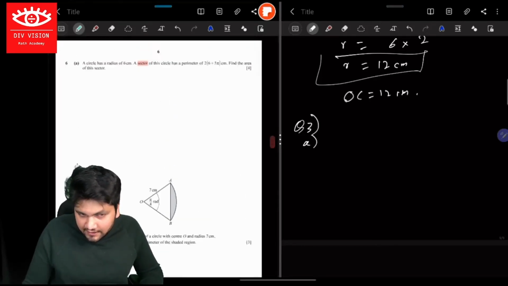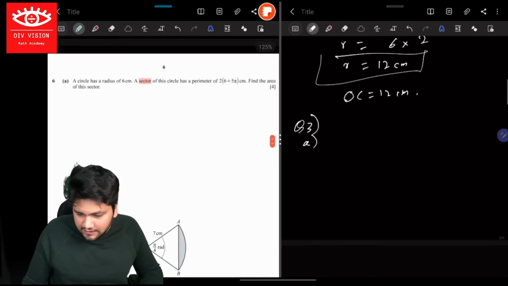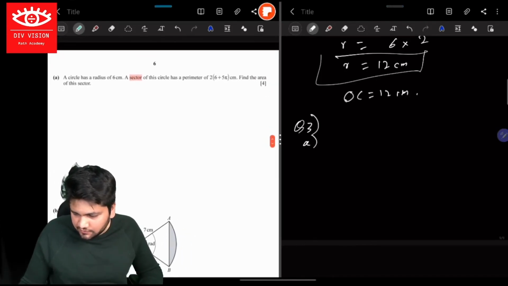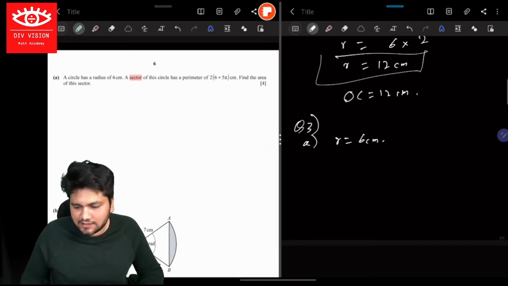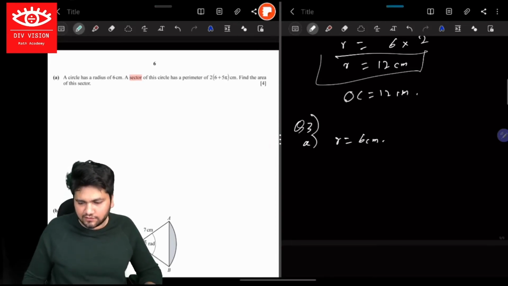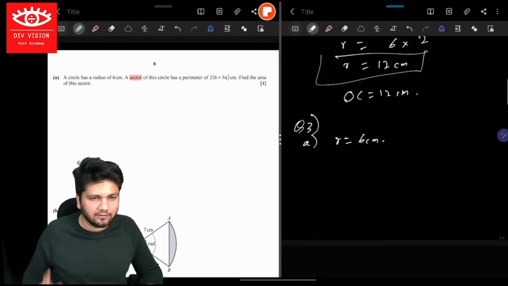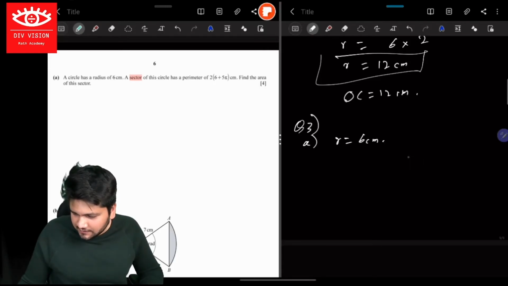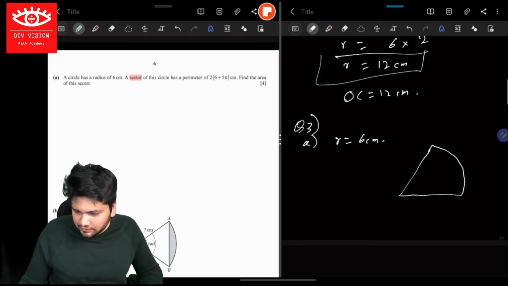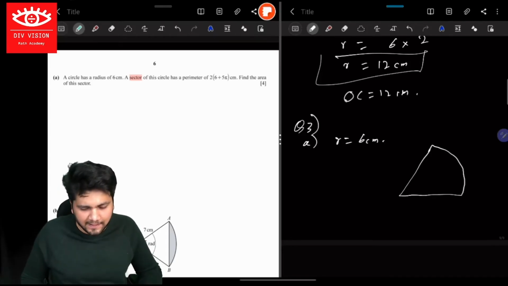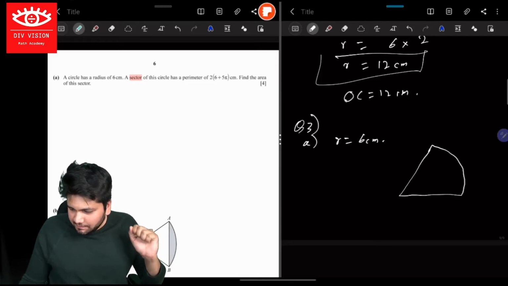A circle has a radius of, can you see it? Yeah, a circle has a radius of 6 centimeters. So we'll just put r is equals to 6 centimeter. A sector of the circle has a perimeter of 2 times 6 plus 5 pi. Now people will get confused here. Now see, here they have given that the perimeter of the sector is 2 times 6 plus 5 pi. Now see, the perimeter of the sector is not going to be just this much. This is length of arc.